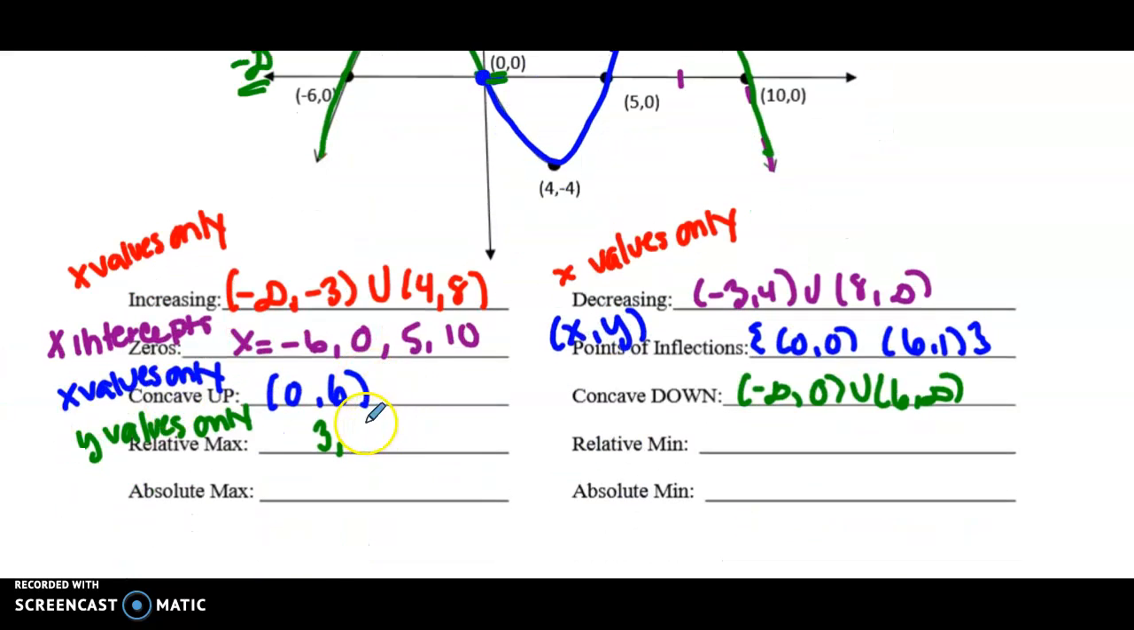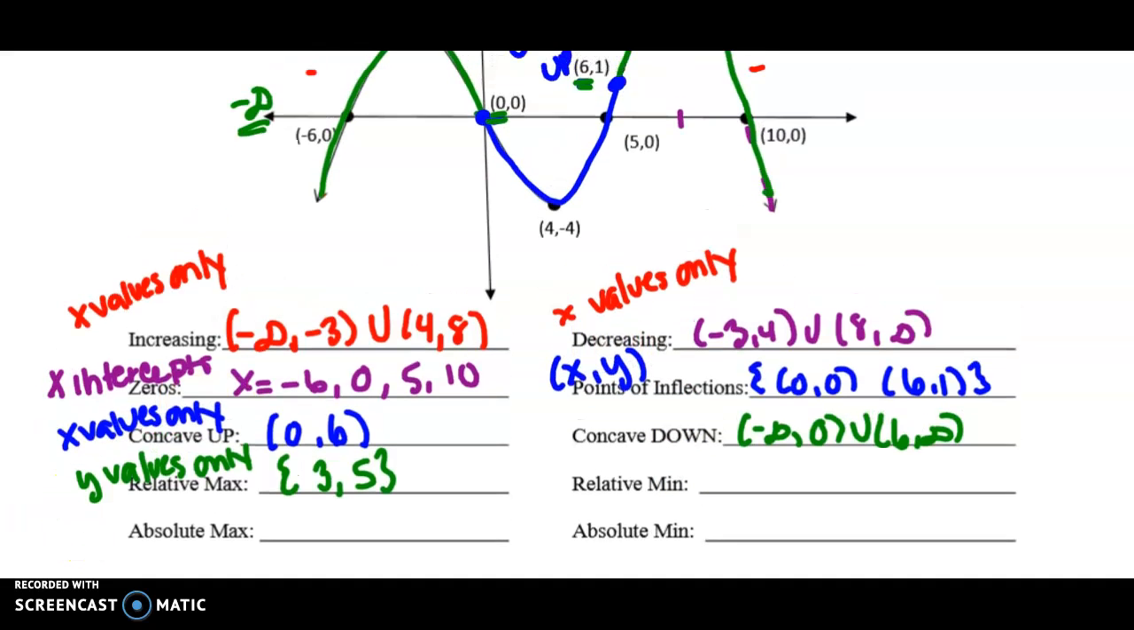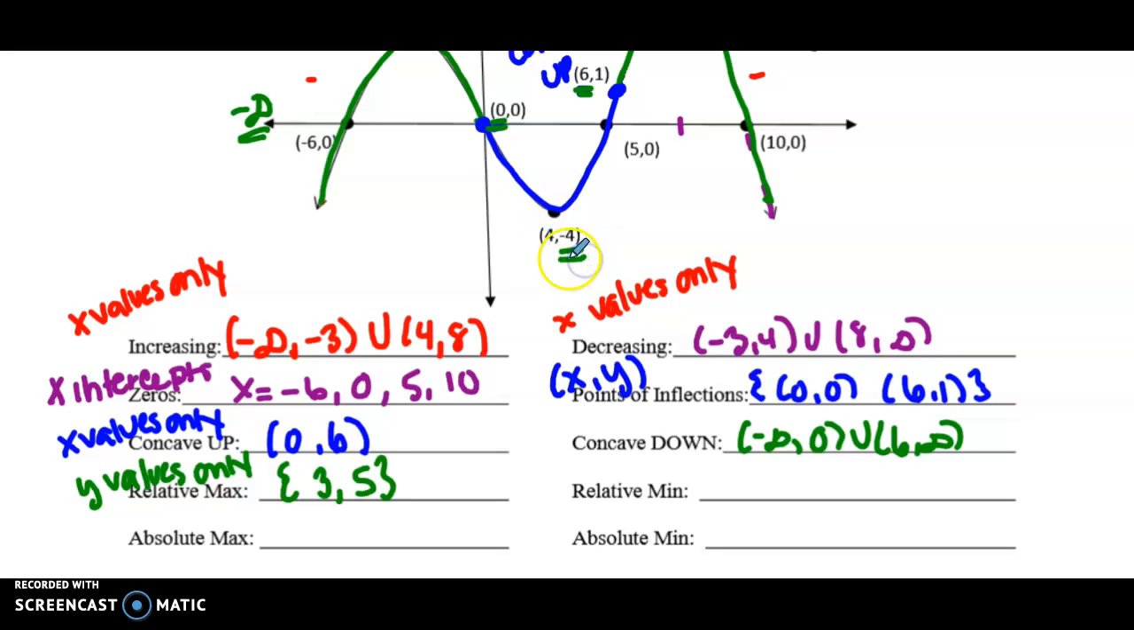Now notice if I write 3 comma 5 and put parentheses around that, I'm going to think that's an ordered pair or an interval. It's not, it's just 2 values. That's why I have to use my curly braces here, because it's not an interval and it's not a set of ordered pairs. Relative min is the lowest of all the points around it. Think of it as the bottom of a hill. So -4 right here is your relative min because it's at the bottom of the hill. And remember, we're going to use our y values only. Once again, let's put braces around this to show that this is one y value.